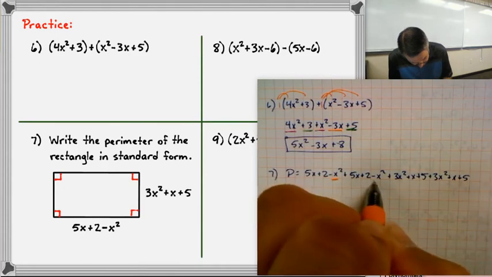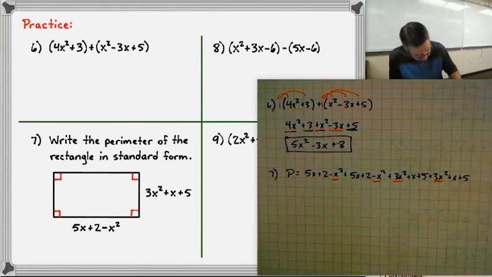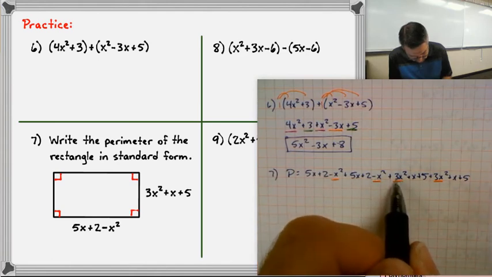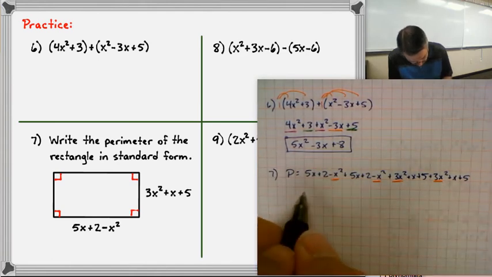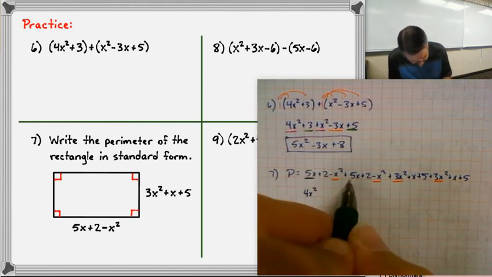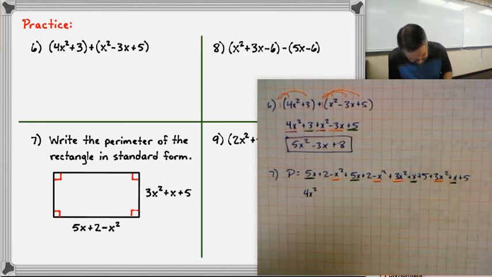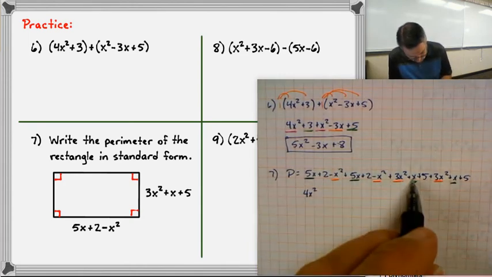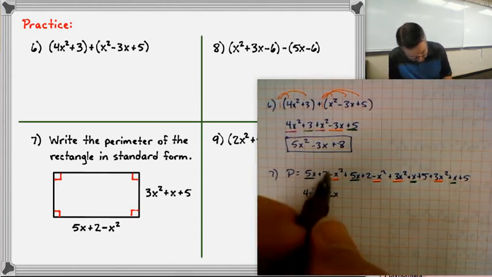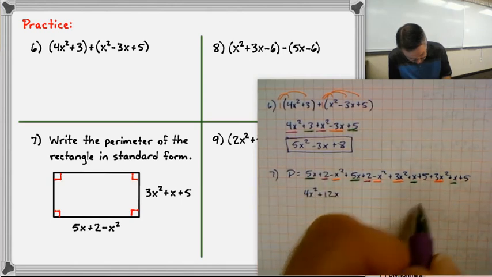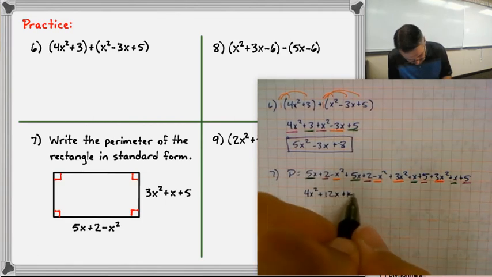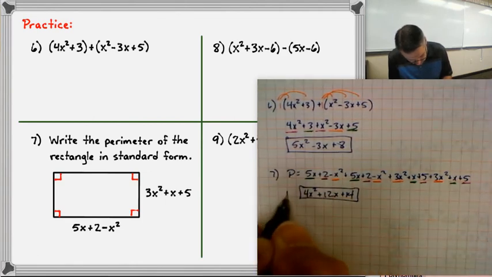We've got a negative x squared, a negative x squared, a 3x squared, and a 3x squared. So that would be negative 1, and negative 1 makes negative 2, plus 3 is positive 1, plus 3 is 4. So we have 4x squared there. And then we have 5x, 5x, x, and x. So 5 plus 5 is 10, plus 1 total is going to be 12x. And then our last set is our constants. We got a 2, and a 2 makes 4, a 5 makes 9, and a 5 makes 14. So plus 14. So that is our perimeter.